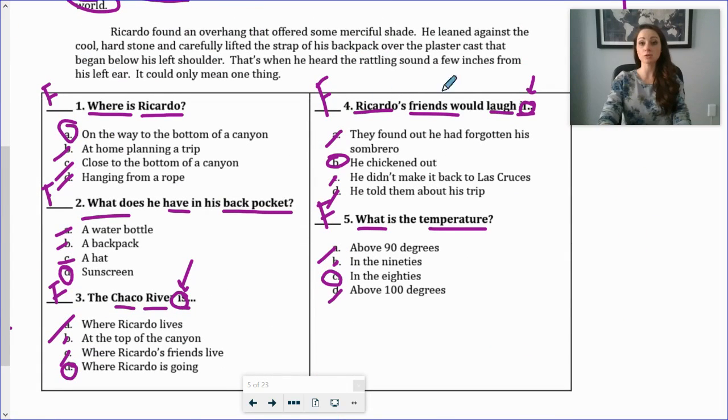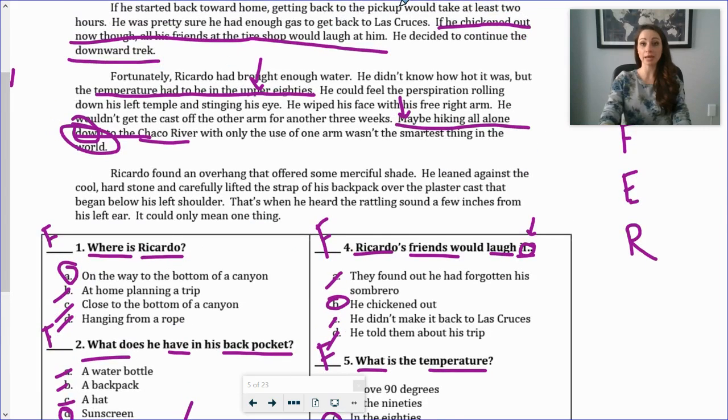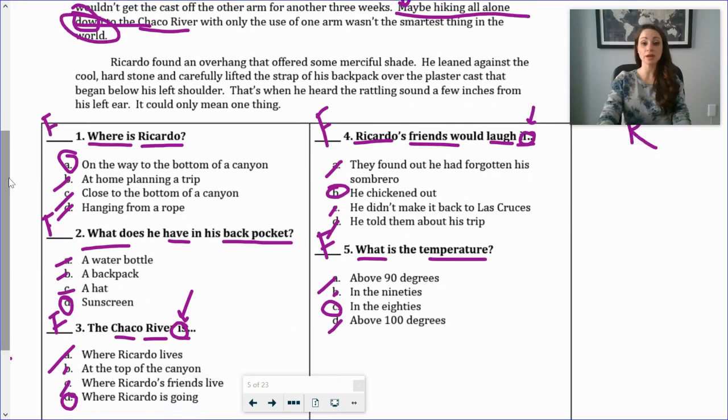Number 4, Ricardo's friends would laugh if. That one was easy. It said word for word, chickened out right here. And then number 5, what is the temperature? It said right here in the upper 80s. So that answer was easy, C, in the 80s.